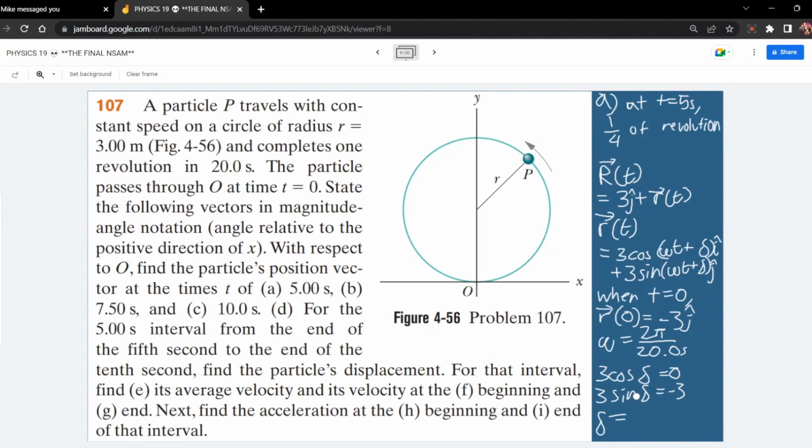Actually, hindi unique yung delta eh. Pero choose one. So negative pi over 2. Okay, so we know omega, we know delta, we know small r of t, and therefore we know big R of t. So big R of t is the position vector of the particle. So use that to write down R of t.